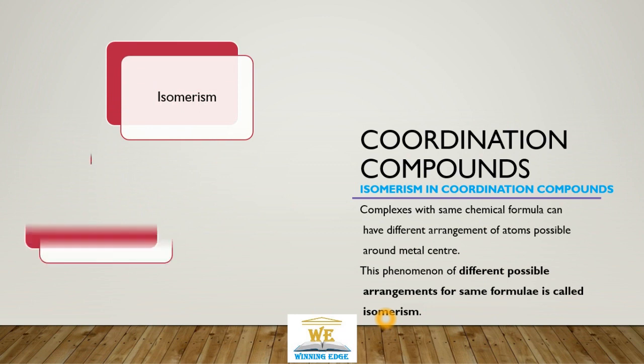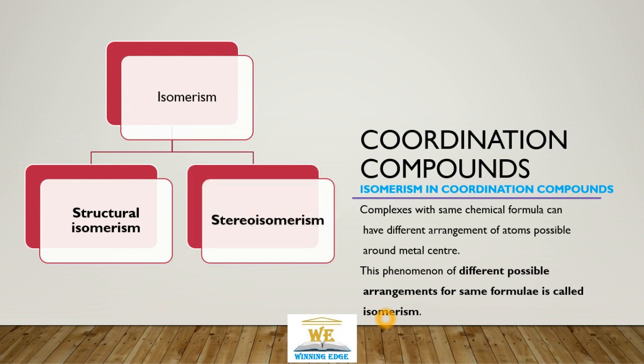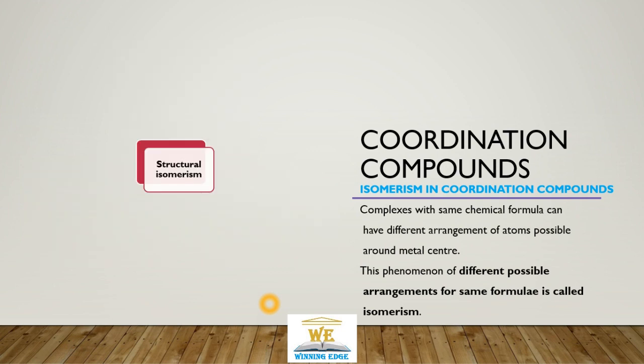Isomerism has its own classifications, like structural isomerism and stereoisomerism. Structural isomerism is basically arrangement of atoms in different positions. Stereoisomerism is nothing but spatial arrangement of atoms. Their connections are not different, but their arrangement in space is different.